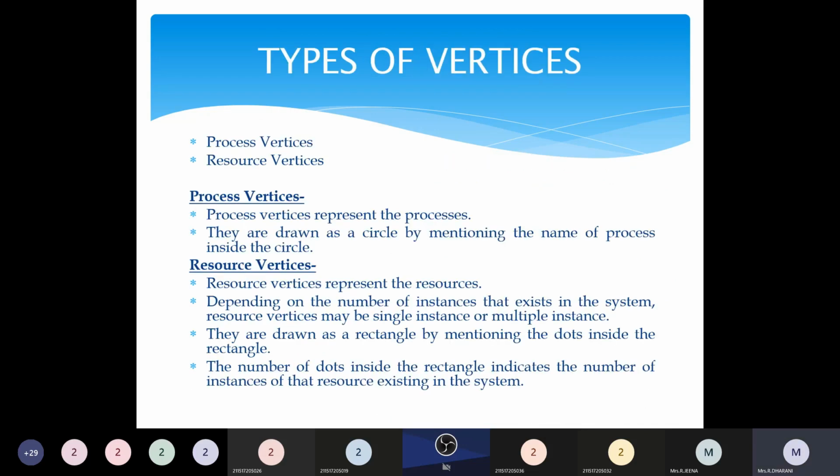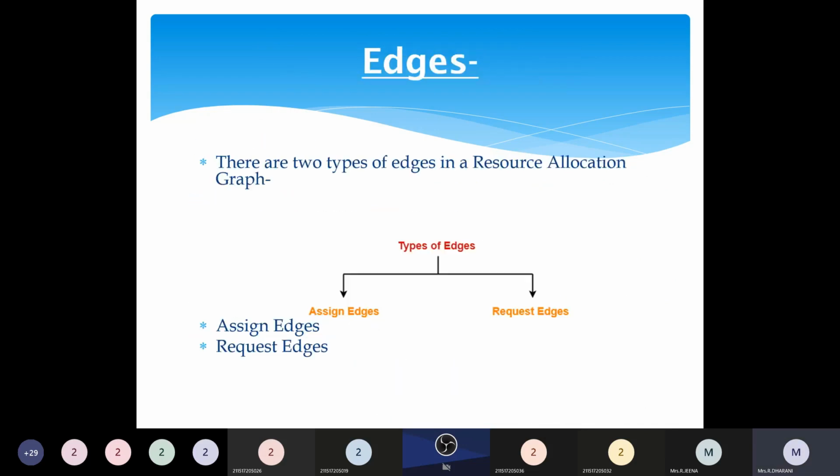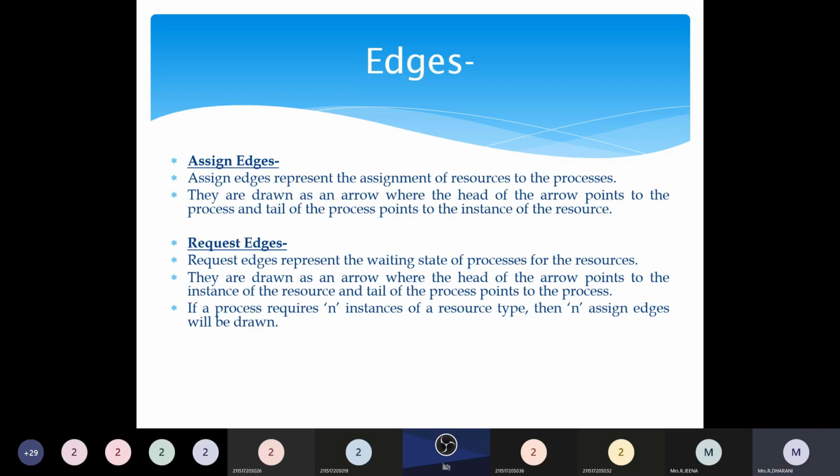So now let's see edges. There are two types of edges in a resource allocation graph. They just connect the resource with the process. The first one is the assign edge. The next one is the request edge. The assign edge represents the assignment of resources to the process. It is drawn as an arrow where the head of the arrow points to the process and the tail points to the instance of the resource.